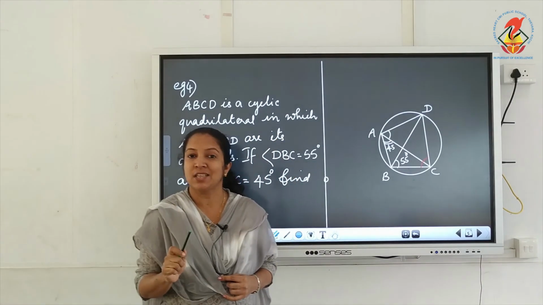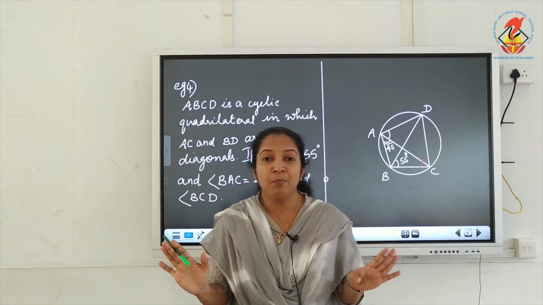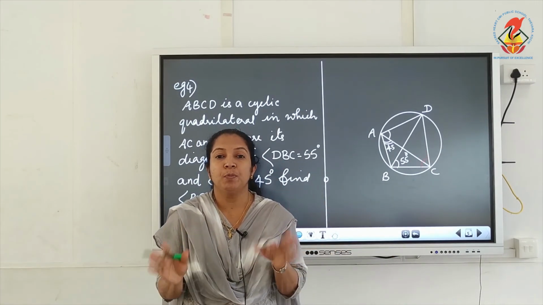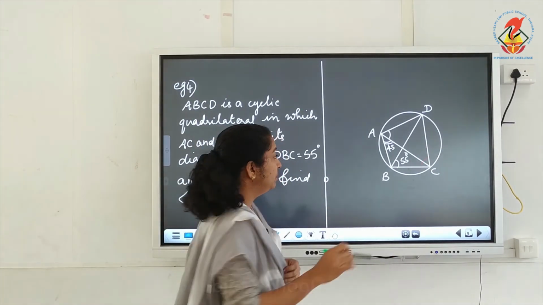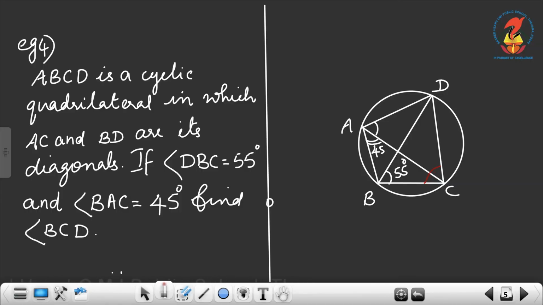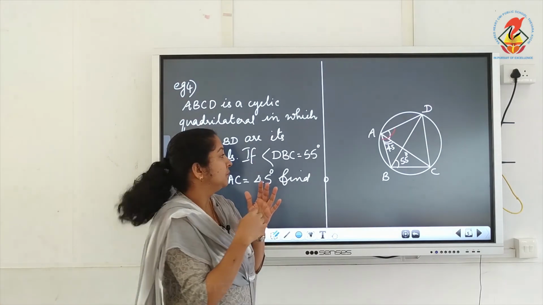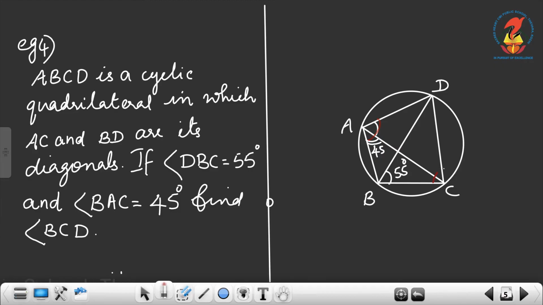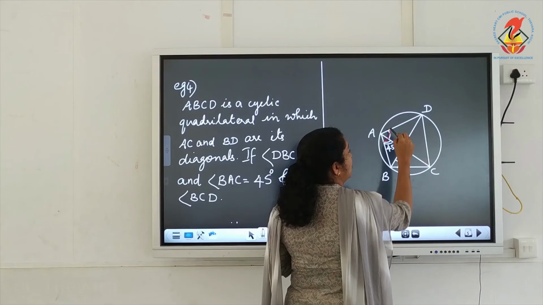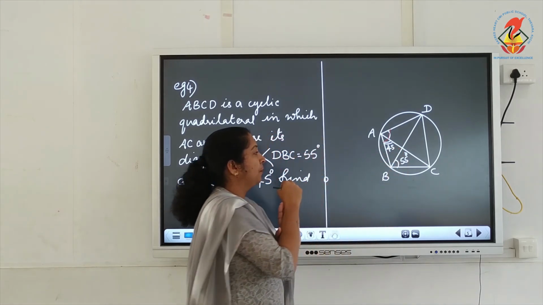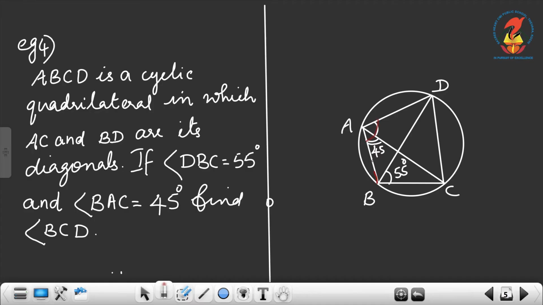So, this is given as cyclic. So, the only property is sum of opposite angles 180 degree. So, we need to find this. If we get this, we can find this one. So, any way to find this one? What is given here is angle BAC. Angle BAC is 45. Any other angle in the same segment? Check that.